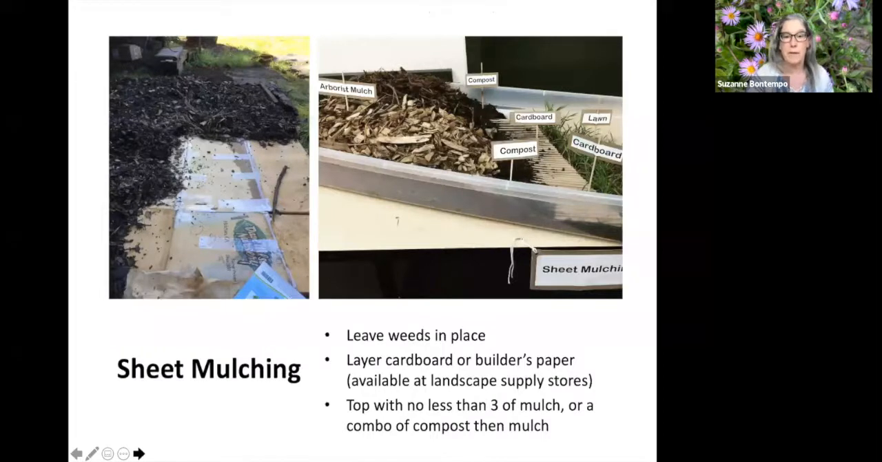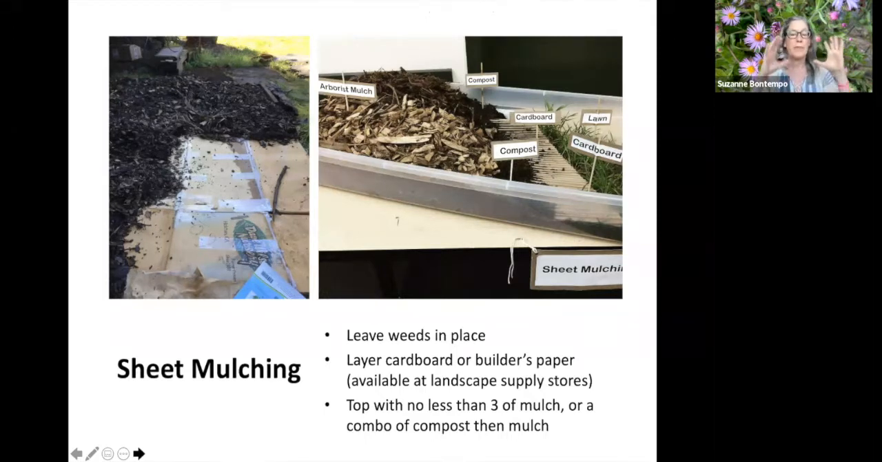Another trick that's one of my favorites is working with sheet mulch. This is the practice of layering multiple layers of cardboard or builder's paper overlapped so that they're completely covering the soil. We can leave the weeds in place. We don't even need to remove those weeds. And even if those weeds are knee high, we just step them down, put the cardboard down, multiple layers, and then we put no less than 3 inches of chips on top, or it can be a combination of compost and chips.